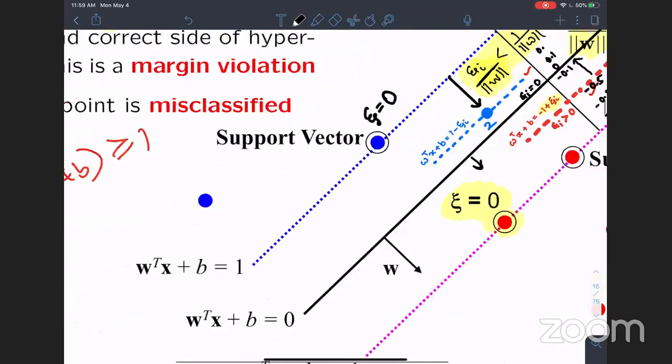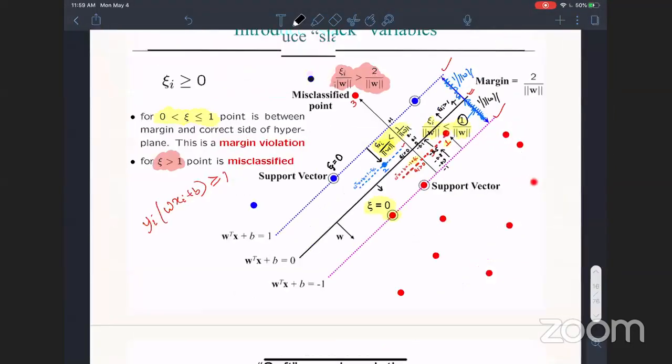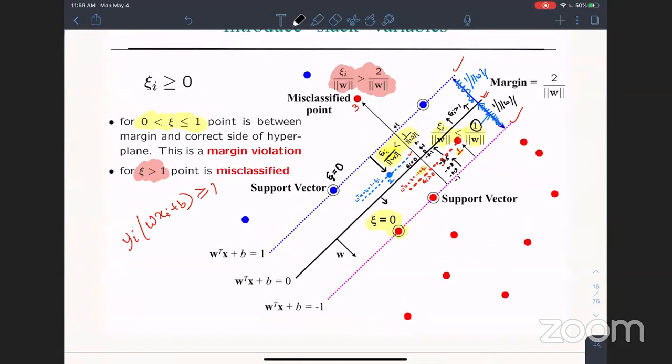So just have that in mind, that eta I is basically measuring misclassification, right? If eta I happens to be greater than 1, then that point is misclassified. And if eta I is within that tube, it's a margin violation, but you are still correctly classifying it. Question. Let's go to raise hand first.